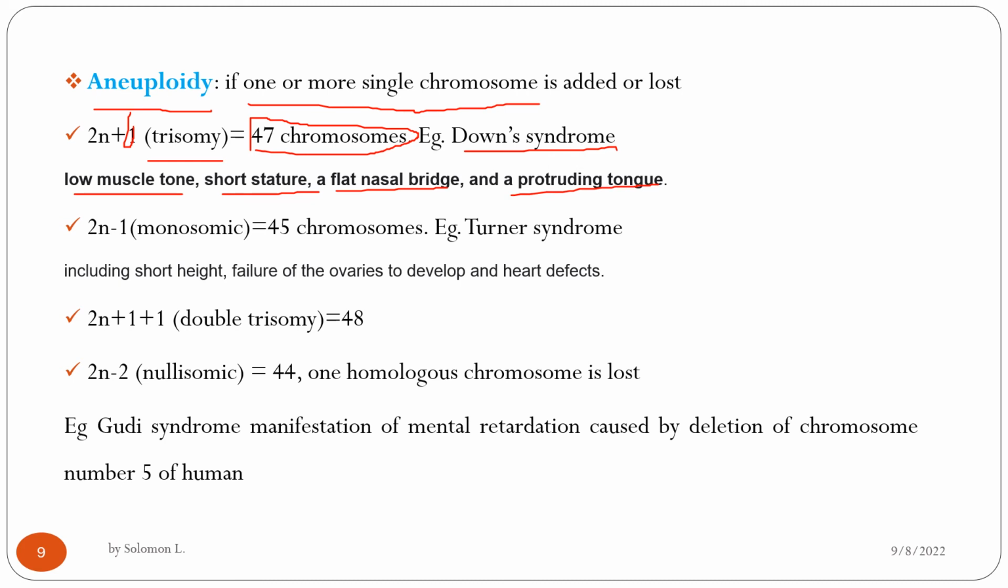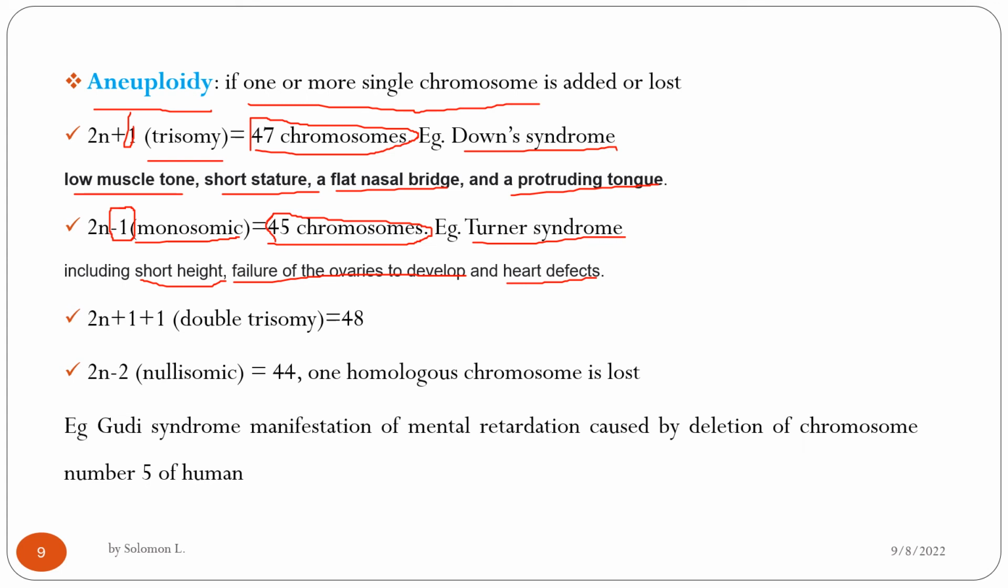The other type of aneuploidy is monosomy. So here in monosomy, one chromosome is lost. So instead of 46, 45 chromosomes are found in a single body cell of a human being. For example, Turner syndrome is a good example. Turner syndrome mainly occurs in females when they lose one sex chromosome, and it is characterized by short height, failure of ovary development, and heart defects.